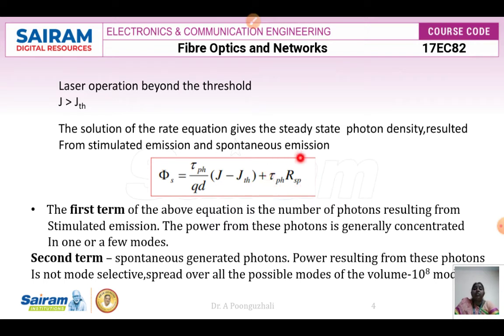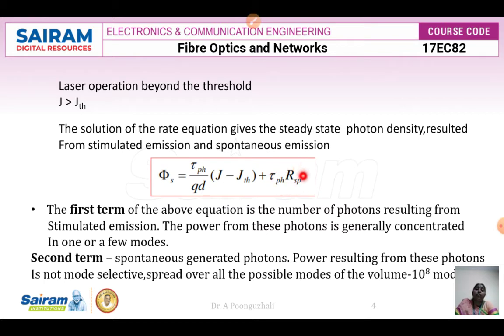So this is nothing but spontaneous emission, and this term is nothing but the stimulated emission. So we say that the first term of this above equation is going to be the number of photons resulting from the stimulated emission there. So the power from these photons is going to be concentrated in only one or fewer modes there.